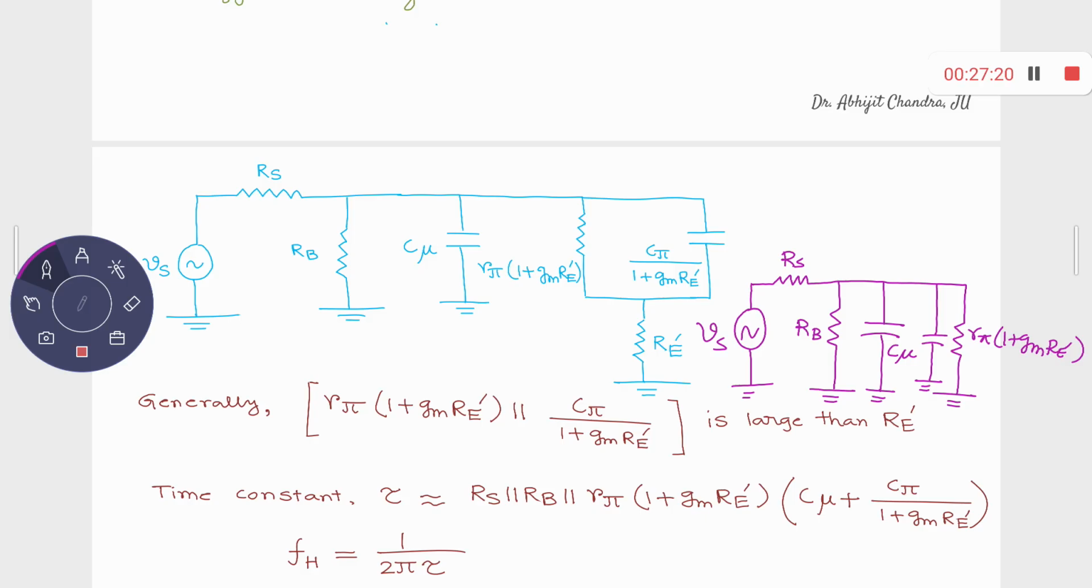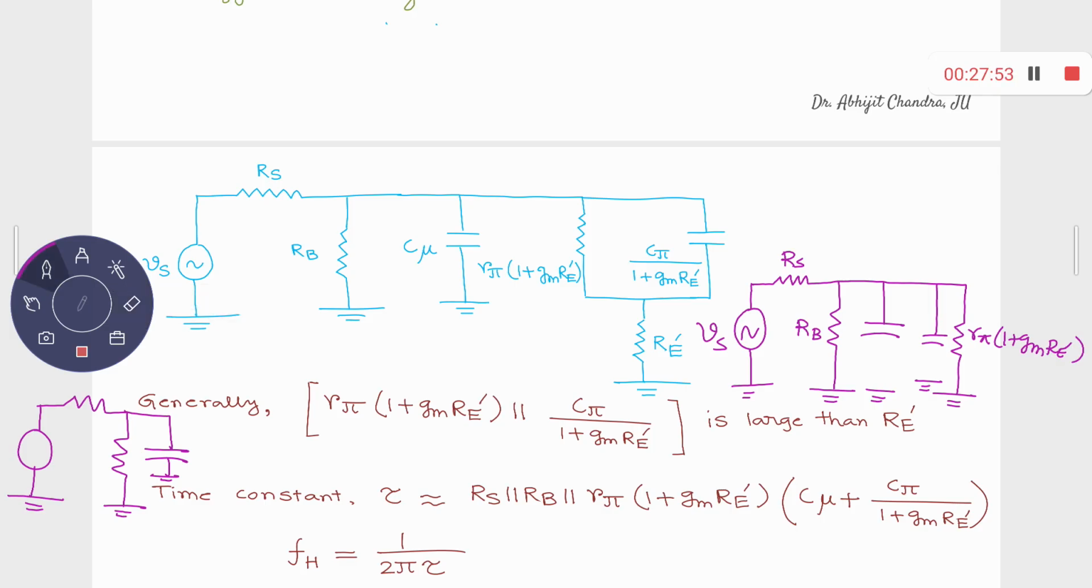Is it a well-known circuit? Is it a familiar circuit? Last day, hopefully you can remember the circuit like this, no? Last day I noticed this kind of circuit. Yes. And so now, if I do this approximation that RE prime is neglected with respect to this combination, then hopefully it's great. You have these two capacitors.